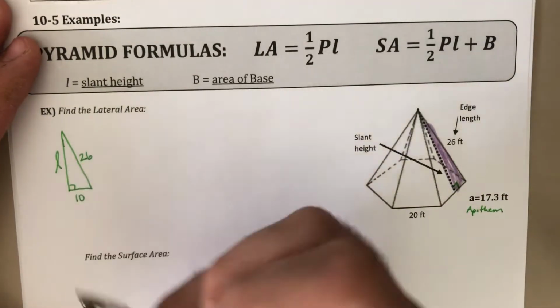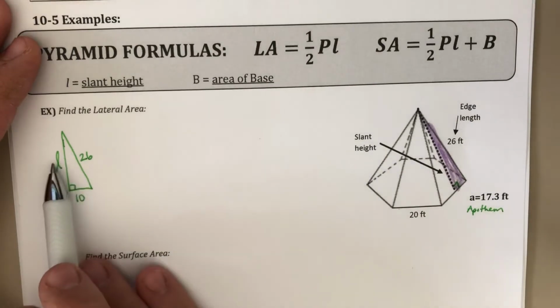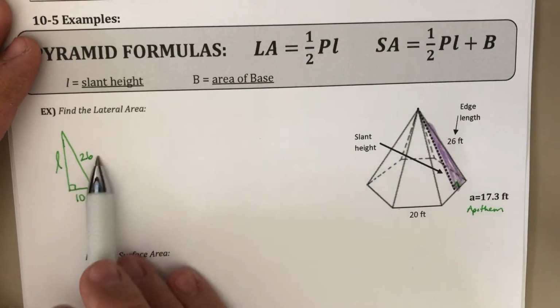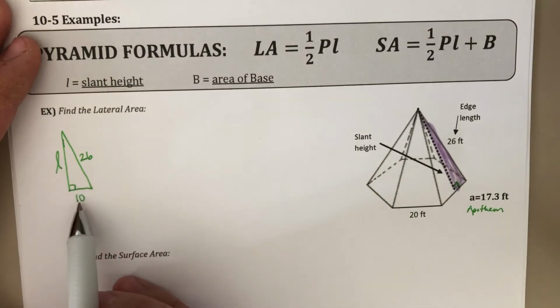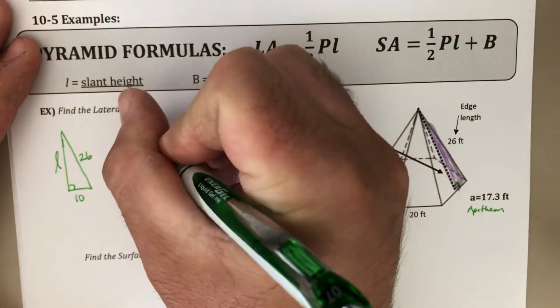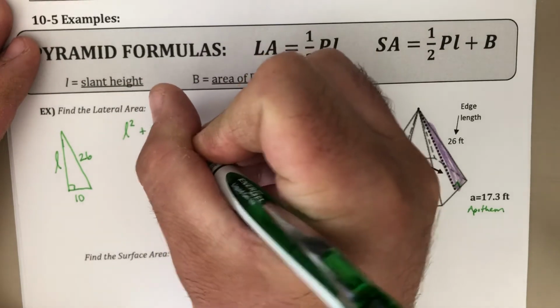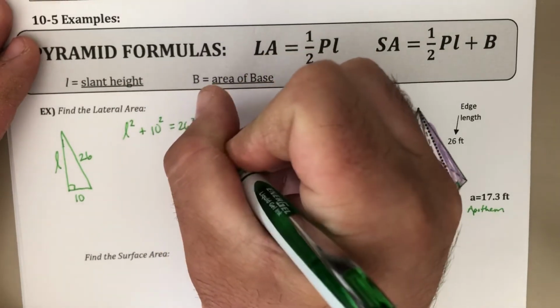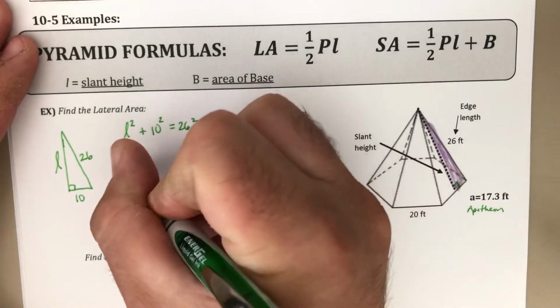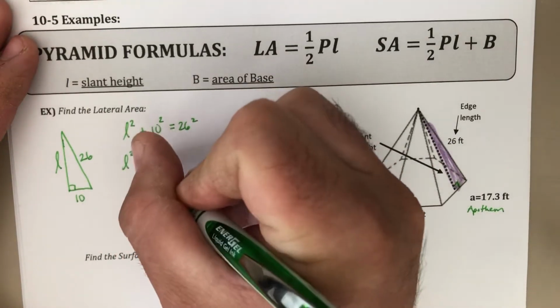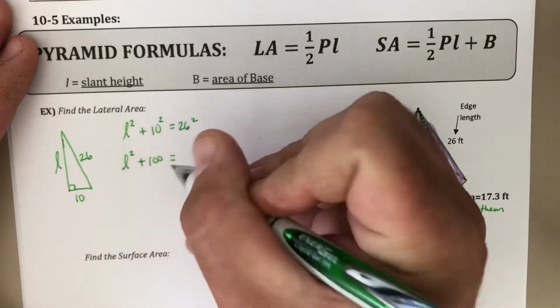So now we have a Pythagorean theorem situation, right? I've got one side I need to find, but I know the other two sides of a right triangle. Pythagorean theorem, which is leg squared plus leg squared equals hypotenuse squared. So L squared plus 10 squared equals 26 squared, and then we'll find our L. So go ahead and do the work here, right? We're going to square those out. So L squared plus 100.